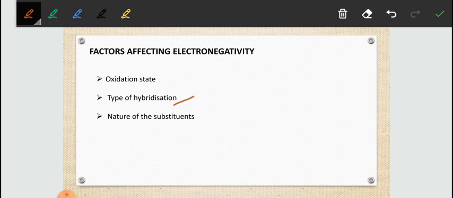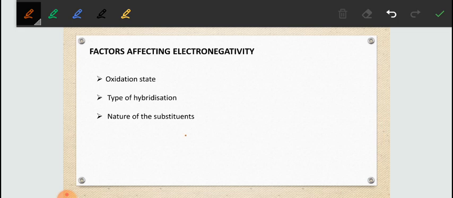Next one is type of hybridization. We have already learned that s orbitals are nearer to the nucleus than the p, d or f orbitals. Okay, s orbitals are nearer as compared to p, d and f orbitals because of their higher penetration power, which we discussed in an earlier video. Therefore, s orbitals will have greater electron attracting power or electronegativity, because s orbitals are very close to the nucleus as compared to p orbitals. So I can say s orbitals have more electronegativity because they have more nuclear pull around them.